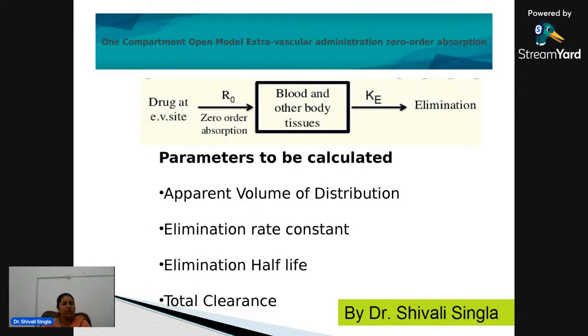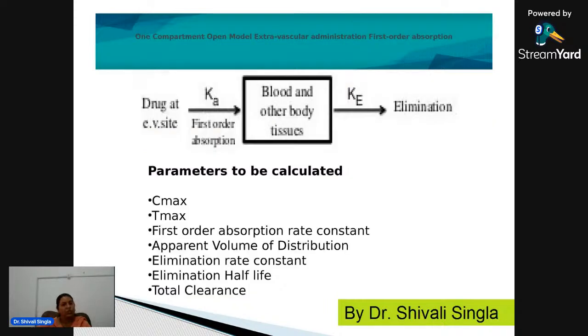Next one is one compartment open model extravascular administration zero order absorption. Here the drug at the extravascular site gets absorbed into the bloodstream by zero order process. It reaches the blood circulation and then is distributed and eliminated. Parameters to be calculated are apparent volume of distribution, elimination rate constant, elimination half-life, total clearance, etc.